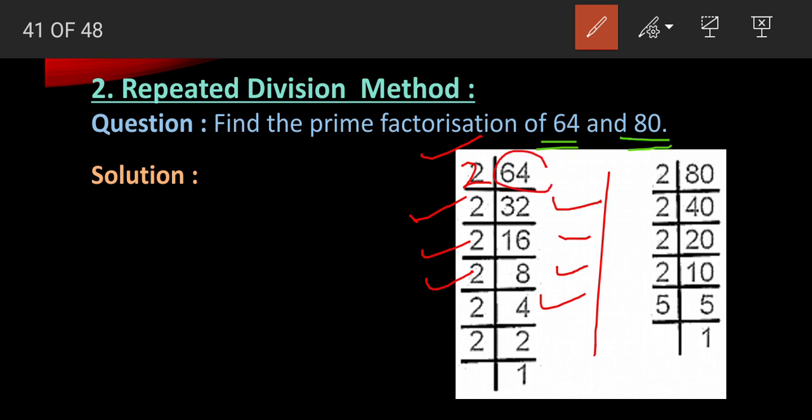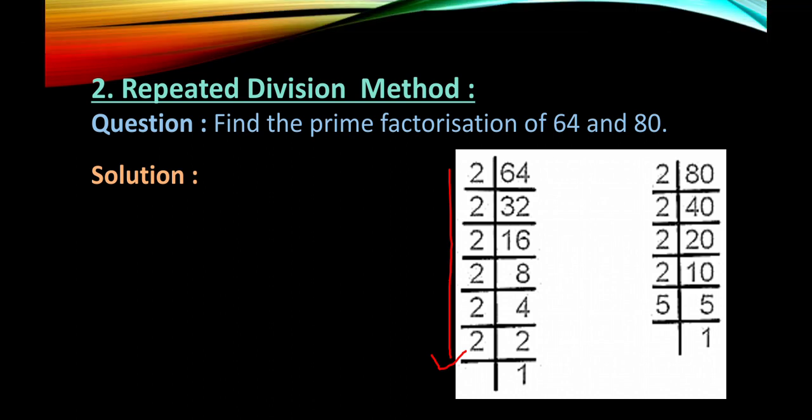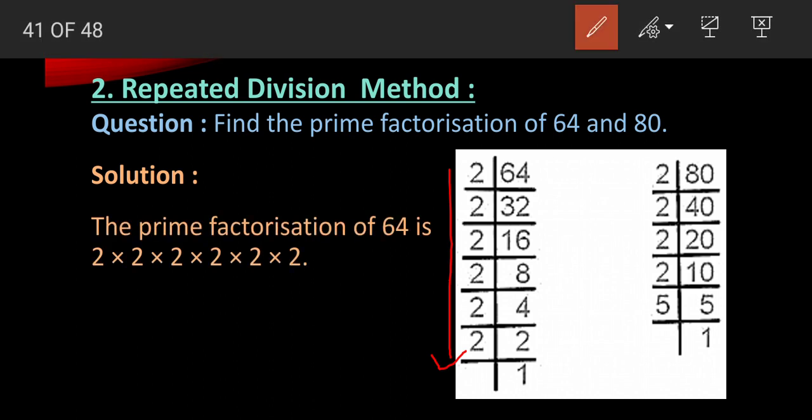In this way you have to divide the number 64 by 2 or 3 or any other prime numbers with the help of the repeated division method. As we are repeating this division, it is known as repeated division. So we are getting a collection of prime numbers, 2 six times. So the prime factorization of 64 is 2 multiplied by 2 multiplied by 2, up to 6 times.